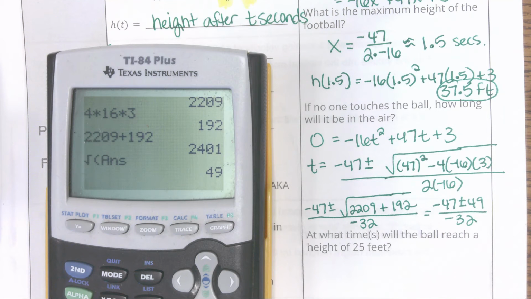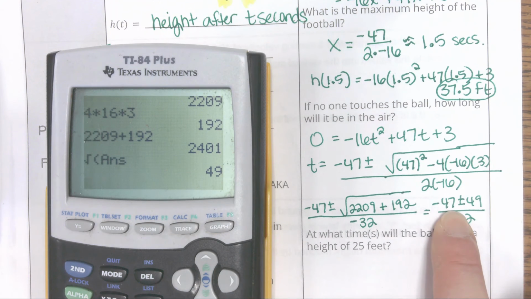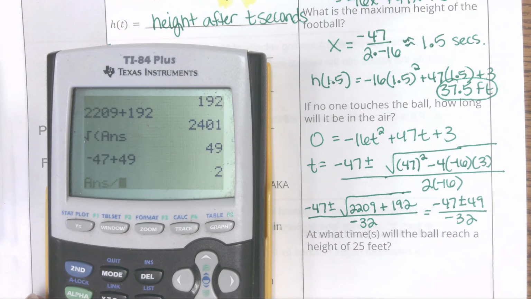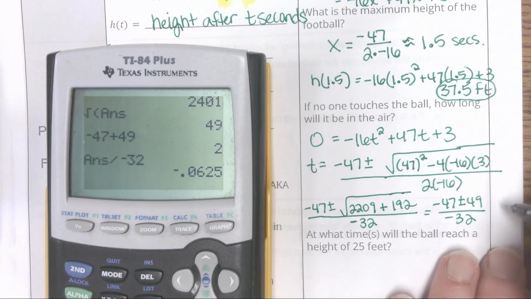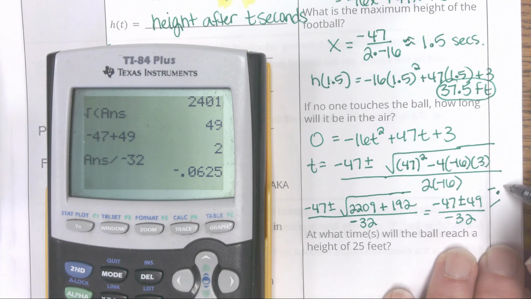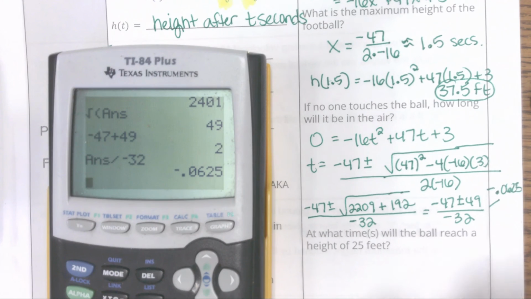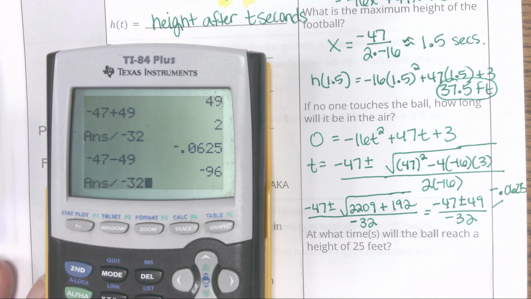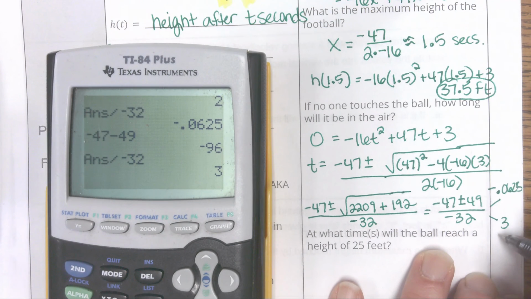I encourage you to do the calculation piece because people mess up putting it in their calculator. Watch what I'm doing and then you do it. So I add it, enter, divide by negative 32. Does negative time make sense in this case? No, so we're going to drop that one in a second. Let's do the other one. Negative 47 minus 49, enter, divided by negative 32, 3. That makes sense. 3 seconds.